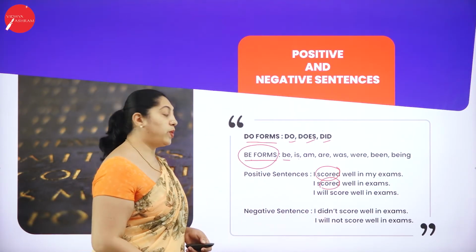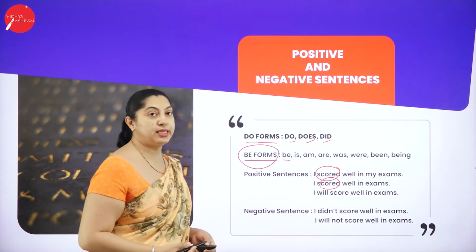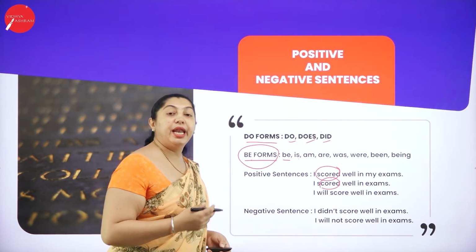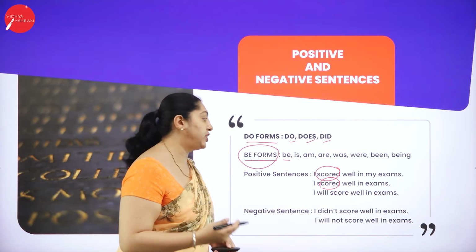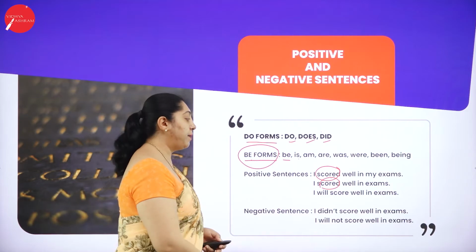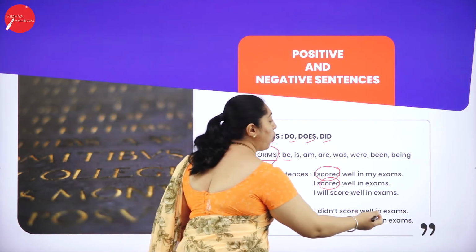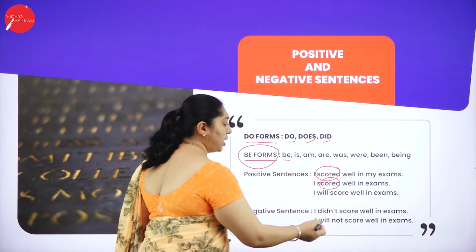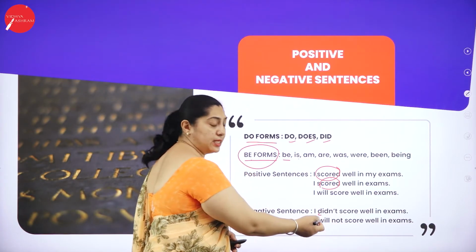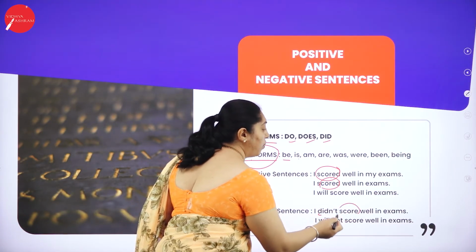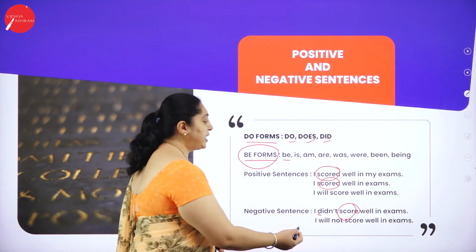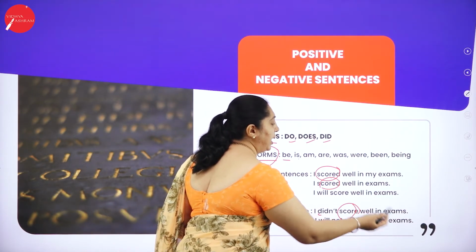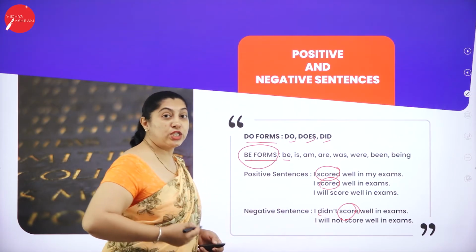Moving on to the next one, that is the negative sentence. When it comes to the negative sentence always will be in the present tense. So here is an example. I did not score well in exam. So here did not. It's a negative sentence, but here the word score is in the present tense. The next, I will not score well in exam. I will not score well.